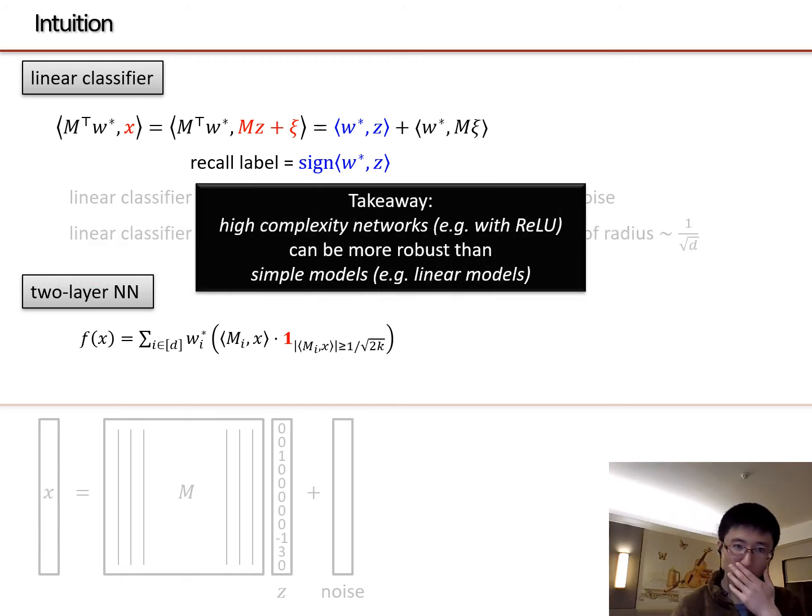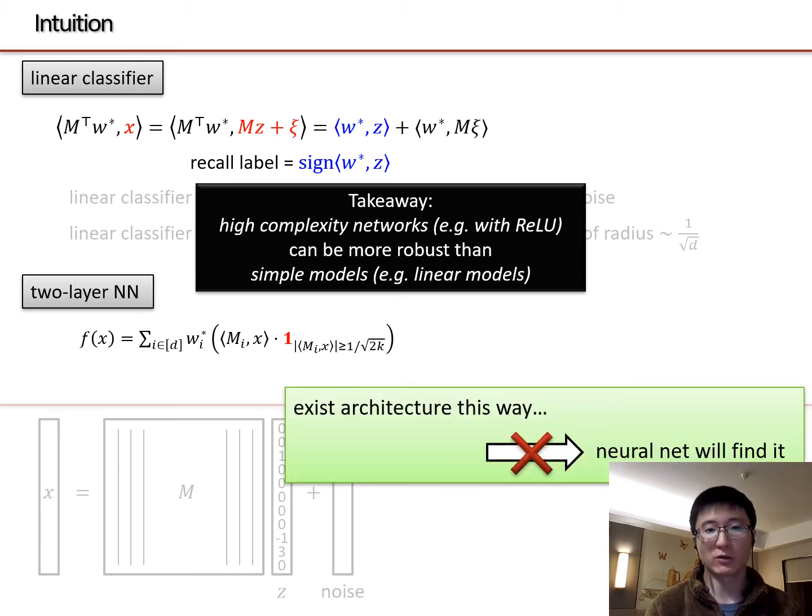Okay, so the takeaway message on this page is that sometimes using high complexity networks like the ones with ReLU is actually a blessing. It can make the model more robust than simpler models like linear models. But of course, wait a sec, I only showed you there exists a two-layer neural network that is robust. I haven't told you why neural network training cannot find it. Remember, if you do clean training, you're not going to get a robust model. You're going to get something bad. And why doesn't clean training find this constructed solution? Why not? Okay, let me show you on the next slide.